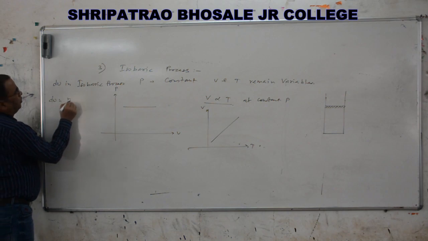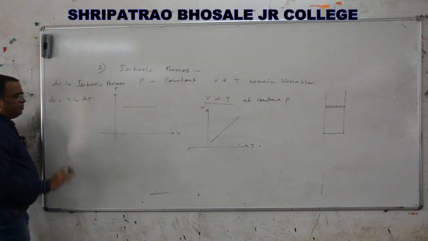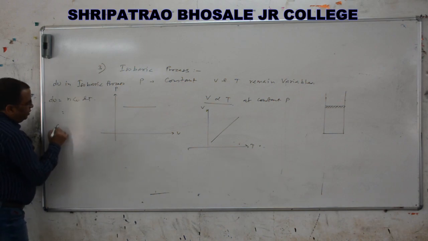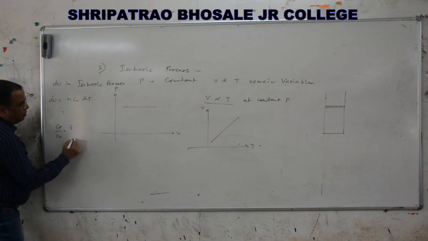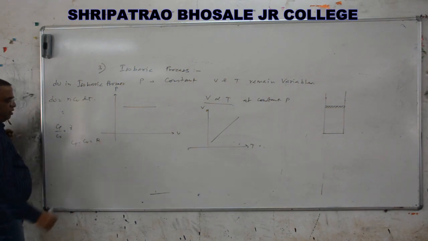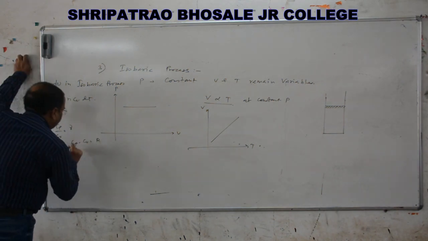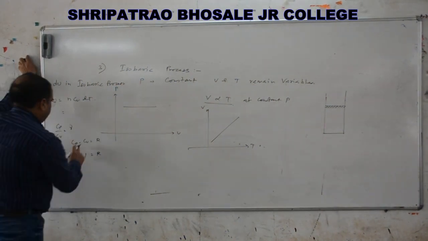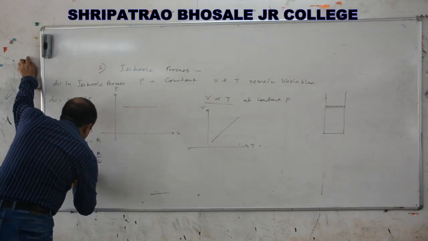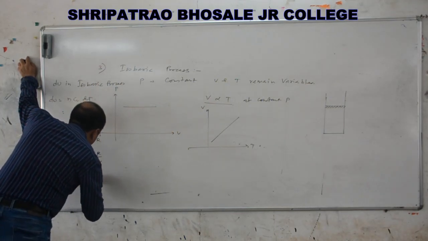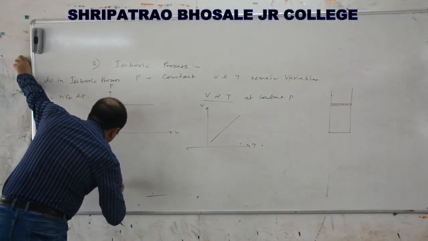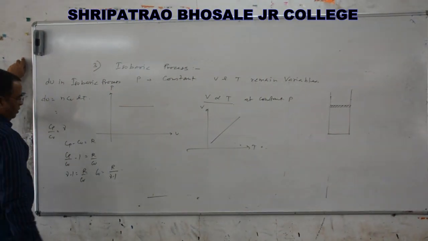And in this case, dU is equals to, you know well, nCv dT. Same formula, right? We can find out like this: Cp upon Cv is equals to gamma, we know. And Cp minus Cv is equals to R. Depending upon this, we can divide by Cv: Cp upon Cv minus 1 is equals to R upon Cv. Gamma minus 1 is equals to R upon Cv, or we can write down Cv is equals to R upon gamma minus 1.